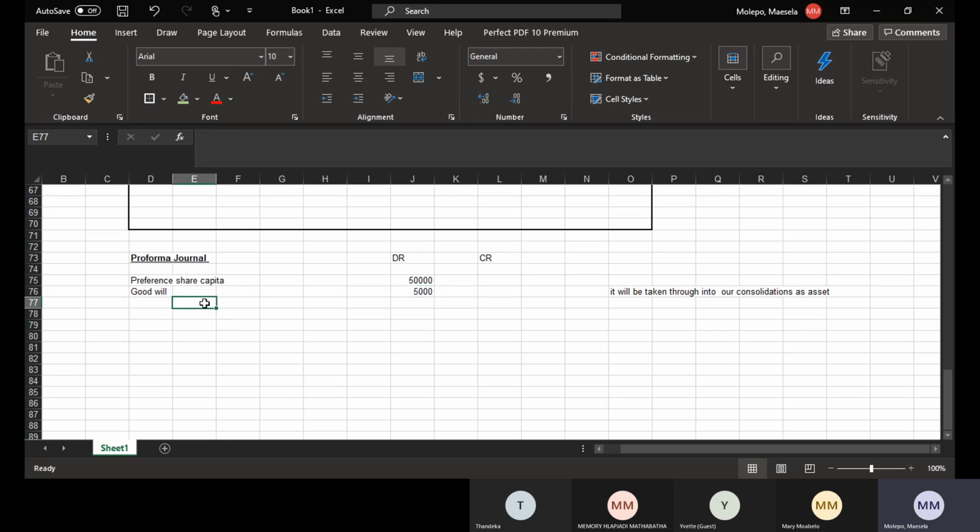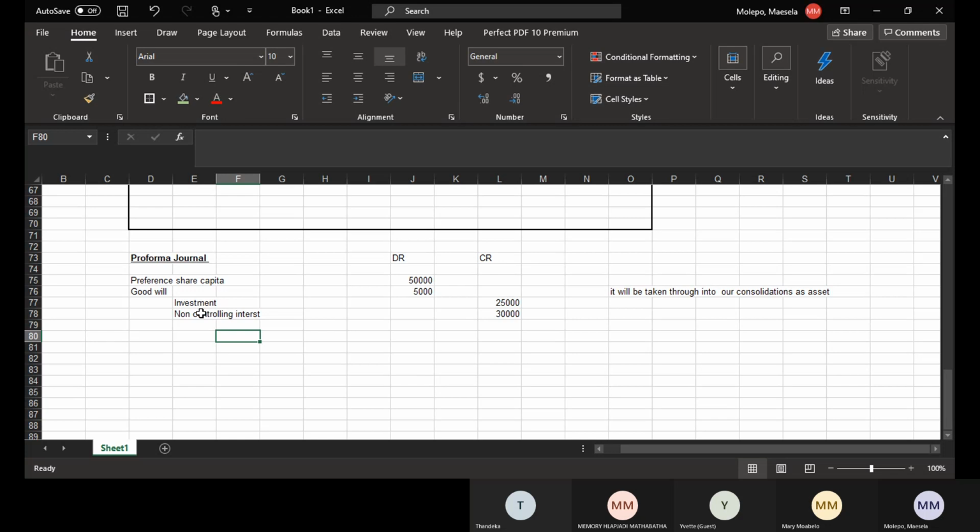Then we have the investment, which is the consideration we paid. The investment that we paid is 25,000. However, whatever remains will represent the non-controlling interest. Because when we say 55 minus 25, we remain with 30. So the 30 will represent the non-controlling interest.